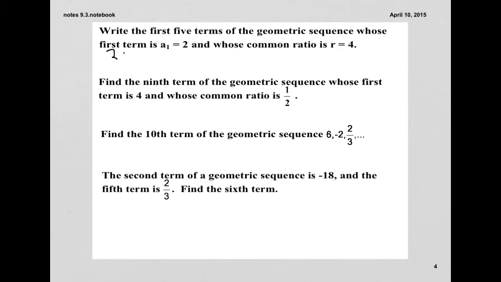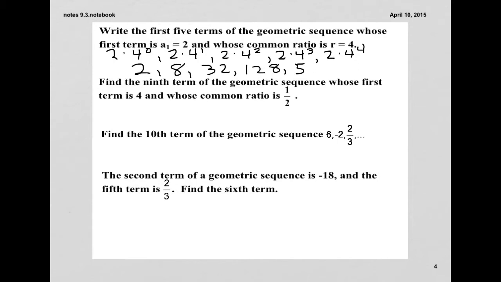That's going to be 2 times 4 to the 0. The next term is going to be 2 times 4 to the first. The next one's going to be 2 times 4 to the second. Next one's going to be 2 times 4 to the third. And then the last one's going to be 2 times 4 to the fourth, which comes out to be 2, 8, 32, 128, and 512.